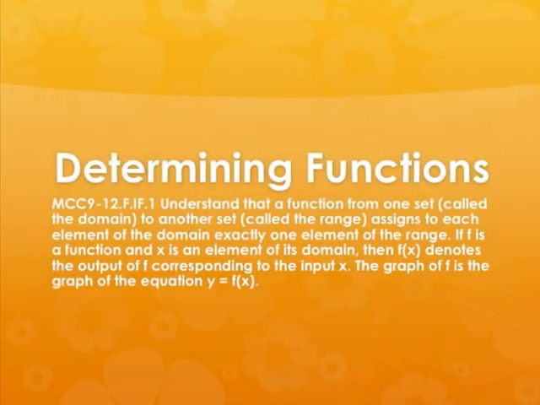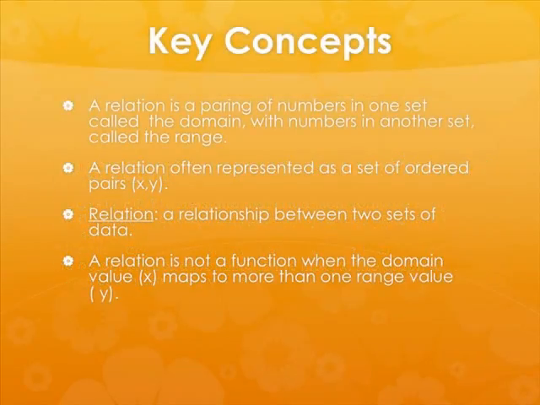Determining functions. Key concepts. A relation is a pairing of numbers in one set called the domain. The numbers in another set are called the range. A relation, often represented as a set of ordered pairs, is (x, y). A relation is a relationship between two sets of data. And a relation is not a function when the domain value x maps to more than one range value y.